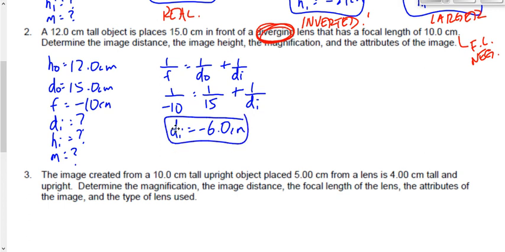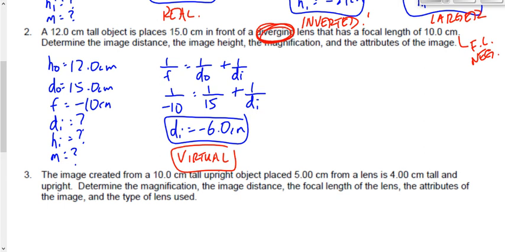All right, what does that tell us about the image? Miles, what does that tell us about the image, the fact that we get a negative DI? Good, it's a virtual image. There's negatives and positives that go with all these variables. They all tell me something. This negative goes along with DI, tells me that it's a virtual image.